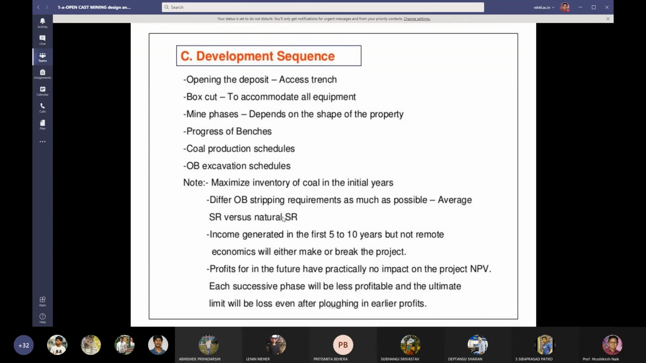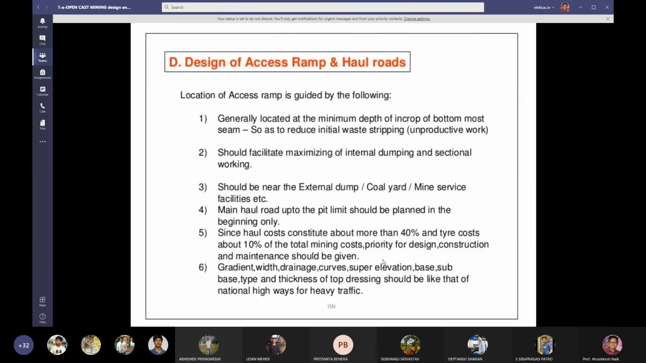Average stripping ratio versus natural stripping ratio. Income generated in the first 5 to 10 years, not remote economics, will either make or break the project. Profits in the future have practically no impact on the project net present value. Each successive phase will be less profitable and the ultimate limit will be lost even after plowing in earlier profits.